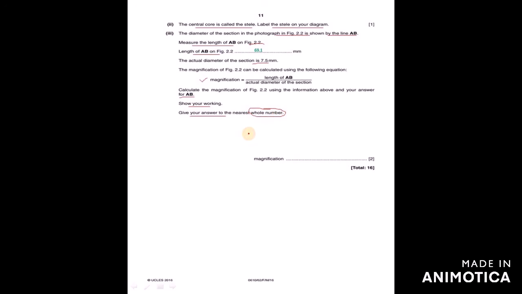Okay, so the magnification is equal to image size upon the actual size. So the image size in this figure is 69.1 mm and the actual size is 7.5 mm. So upon division we get the answer as 9.21. So converting this value to the nearest whole number will give us the value as 9. So now the magnification is x9 or 9 multiplications.